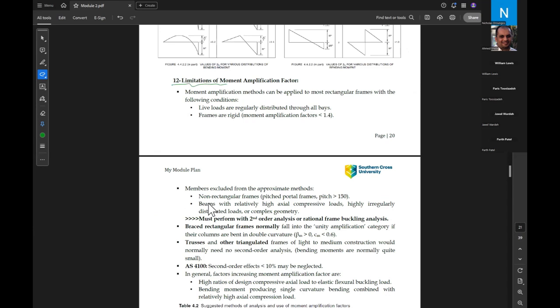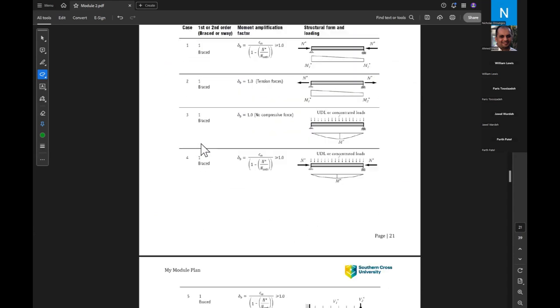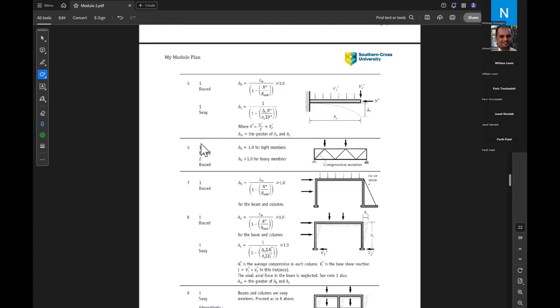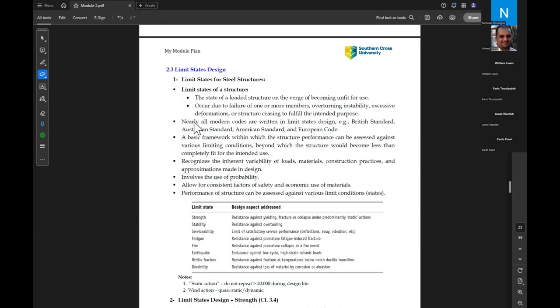Okay, there are some limitations of the moment amplification factor. You can have a look at them, but it is not the main thing we need to look at now. We can have a look at all of that; it is all in the standard.